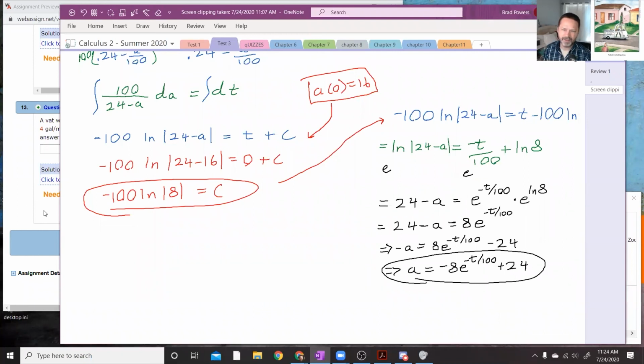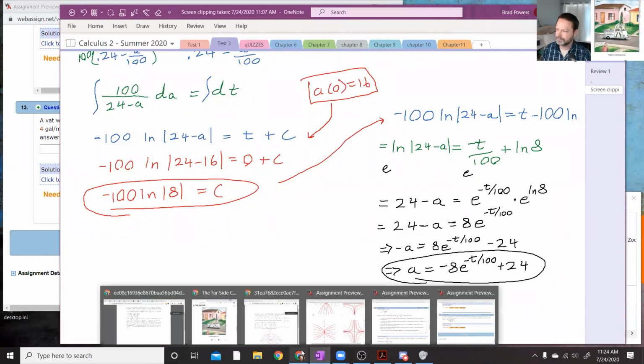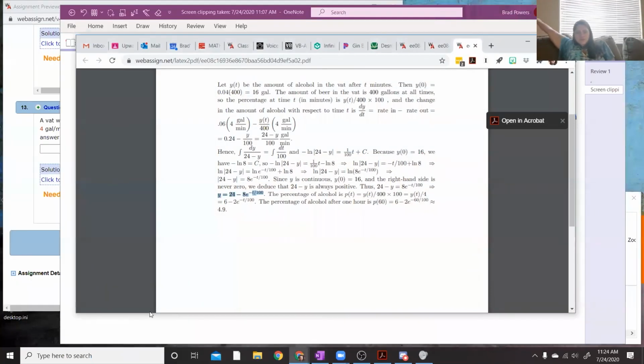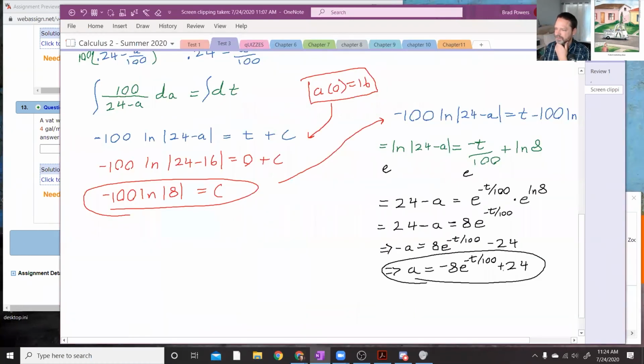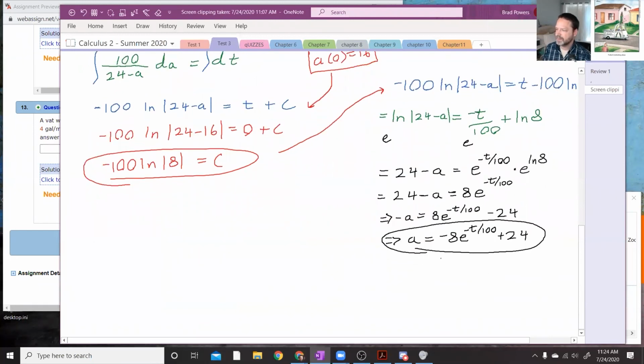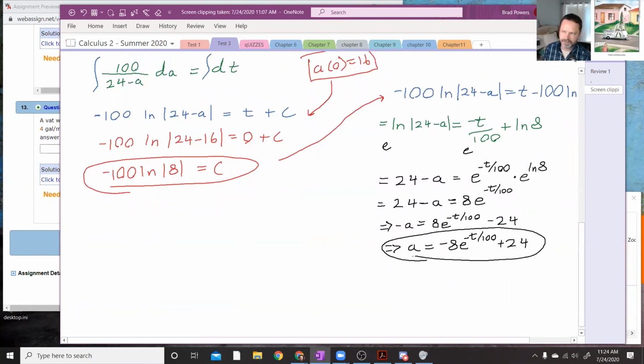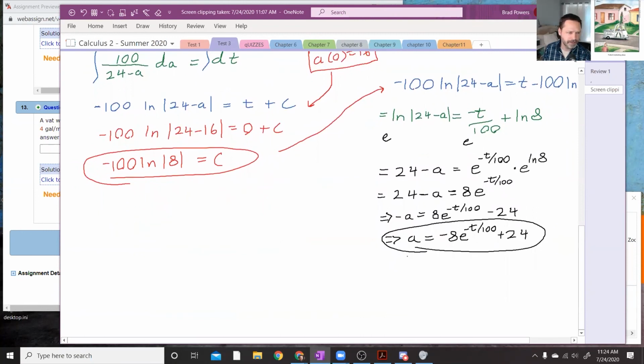Now that's the amount of alcohol we have at any time, right? Yes. 24 minus e. Oh, so wait, 24 minus Y? Did I have 24 minus Y? Oh, yeah. Okay. We're good. What did I just ask? Oh, yeah. So, what'd you say? Yes or no? Are we done?